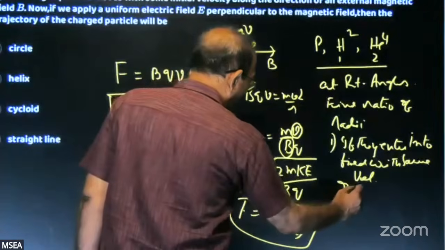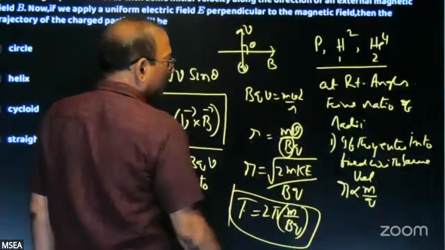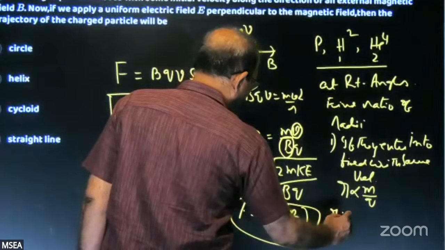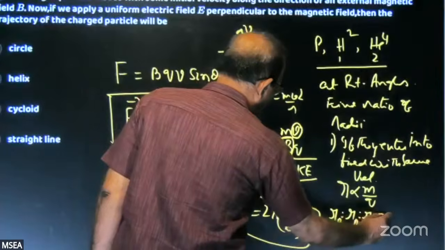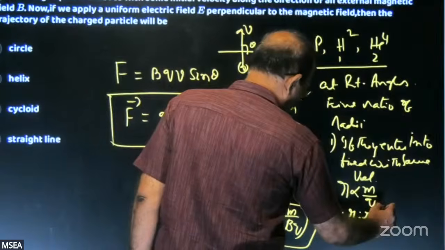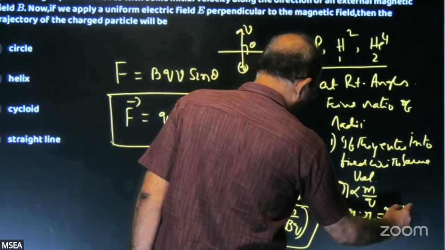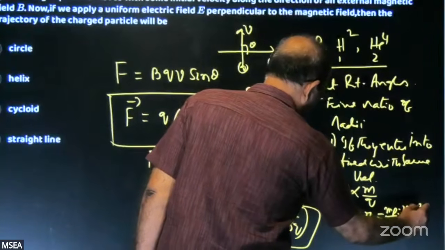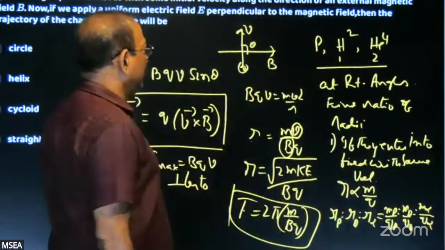Then velocity is the same and B is the same, since they entered the same field. So you should take R proportional to m by q. The radius of the proton path, deuterium path and alpha particle path: proton mass by proton charge is to deuterium mass by deuterium charge is to alpha particle mass by alpha particle charge. I have to substitute.